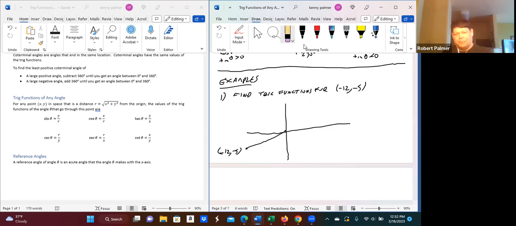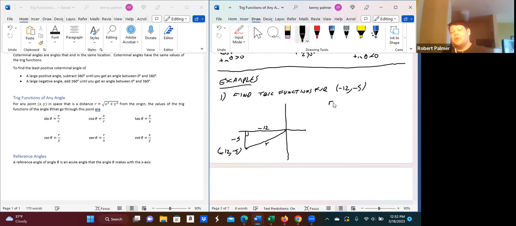Try and draw that a bit better. Okay, here's our point. So this side is -12. This side is -5. This is our R. Let me draw the x-axis a bit smaller.